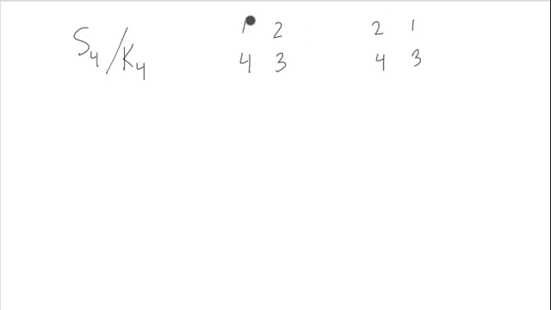1 goes to 2, 2 goes to 1, 4 goes to itself, 3 goes to itself. So if I rewrite the numbers this way, I actually am talking about a permutation. 1 goes to 2, 2 goes to 1. So the base position of 1 will go to 2, the base position of 2 will go to 1. This is precisely the permutation (1 2), but written in another way.